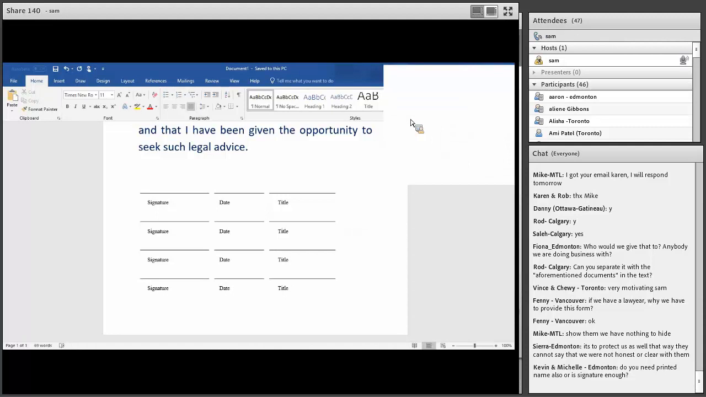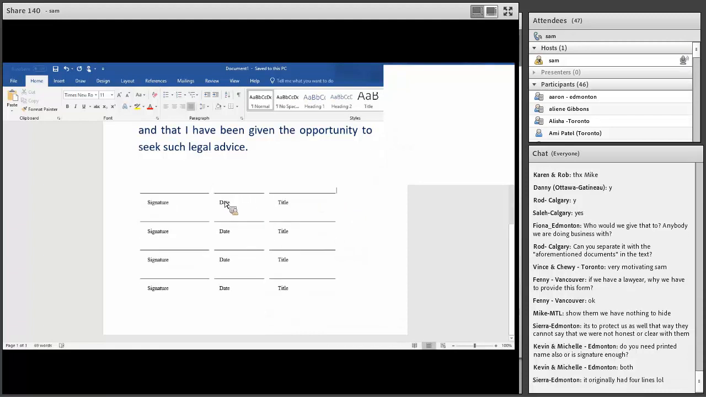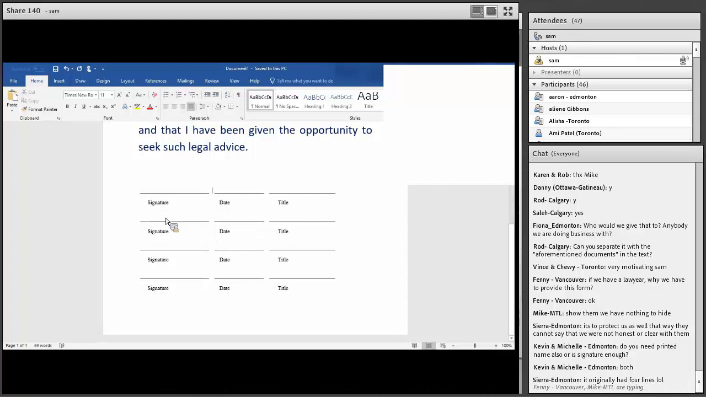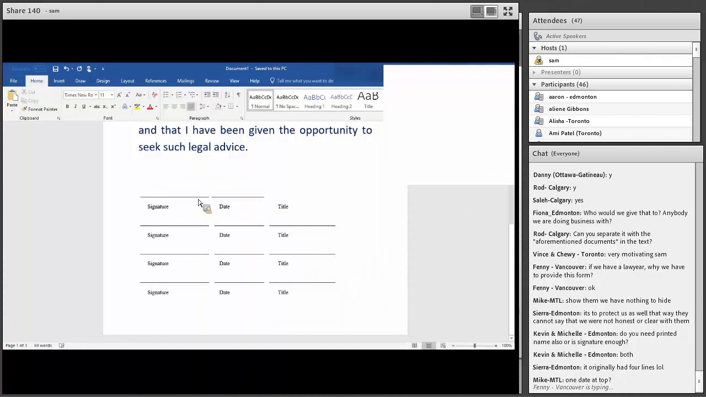Do you need a printed name also or is a signature enough? Your printed name or their printed name, you mean? Oh, yeah, you could do that too. Why not? That's a good idea. So there we go. We got another line. I think we had that in the other document. Yeah, you should have printed for sure, so it's legible and you can see it. Good point. So let's go here. Signature, and let's do another line because that's going to be a problem for space. I'll tell you what.